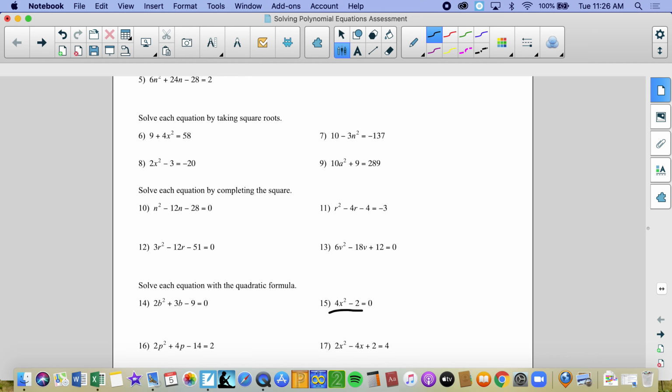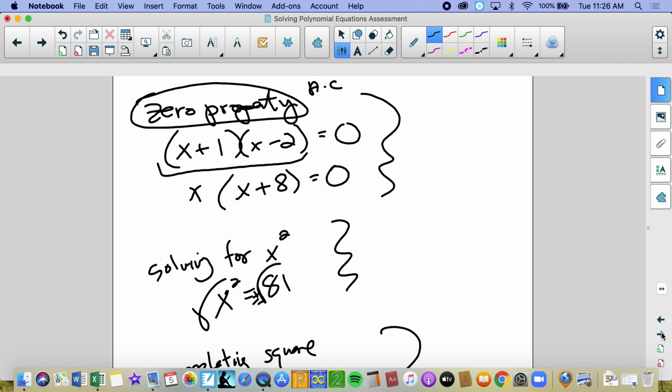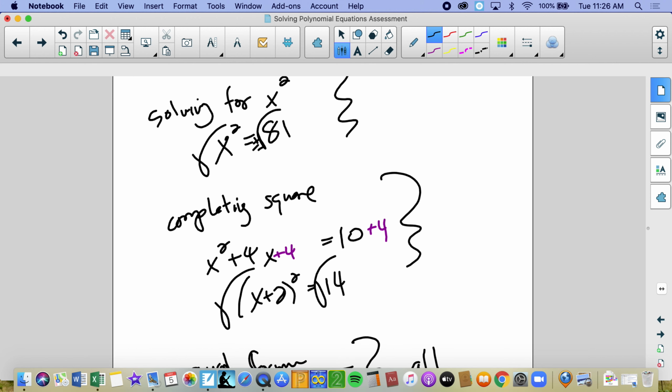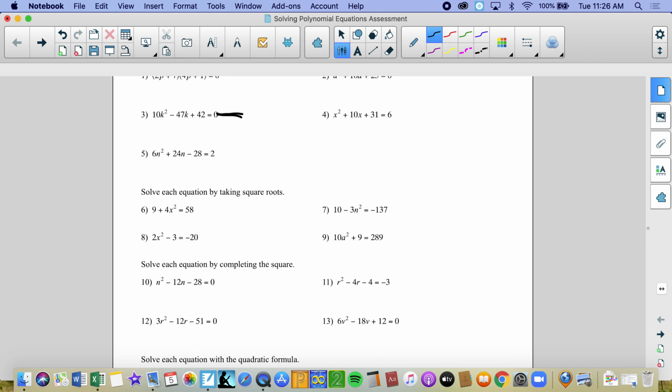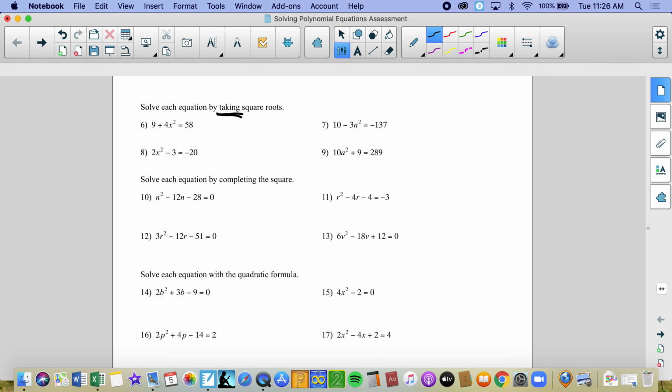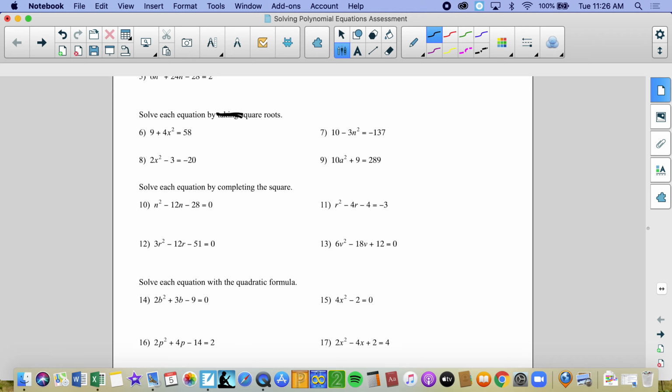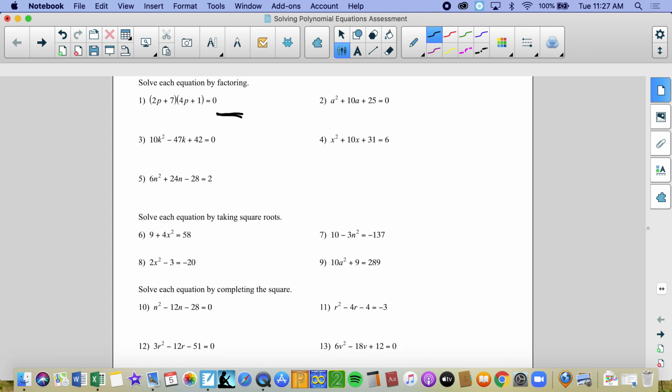We can't complete the square for number 15. You're not going to be able to complete the square, so you can't use that technique. So you can't use completing the square for number 15. You can use quadratic formula. I don't think you can factor. So the only one that you're going to use is quadratic formula for number 15.